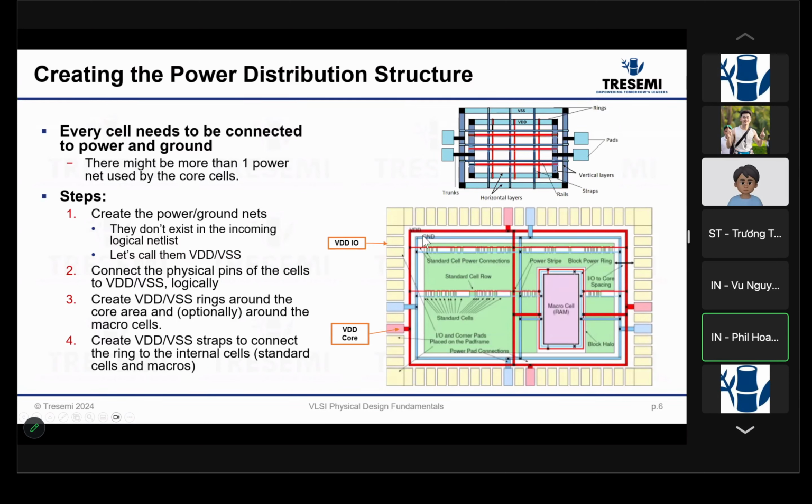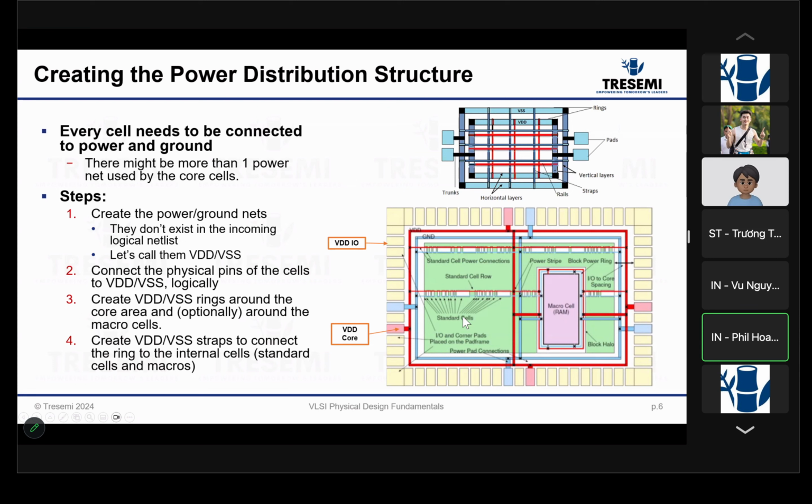Basically, one is called rings. A ring is something that encloses a closed loop. You remember this: there's an IO area, and then there's a core area that encompasses everything other than the IO pads, and then the macros in here. So the rings go either around the core area, or around a macro, or all the macros.